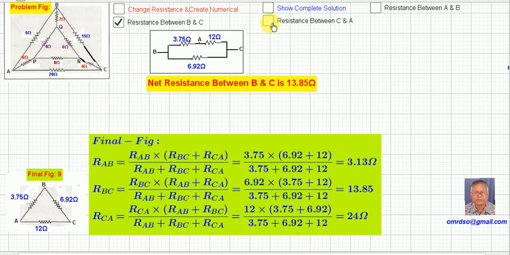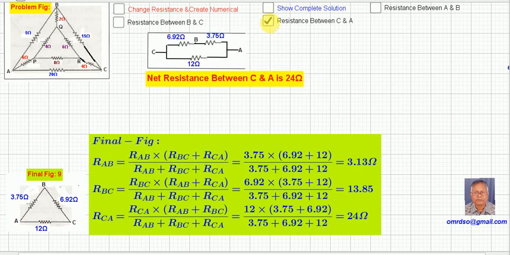Now, the resistance between CA, if you want to know, see it here. For CA, RAB and RBC are in series, and along with that RCA is in parallel. After solving this, you will get this result. This way you can get the required resistance. Step by step I have already discussed it here.